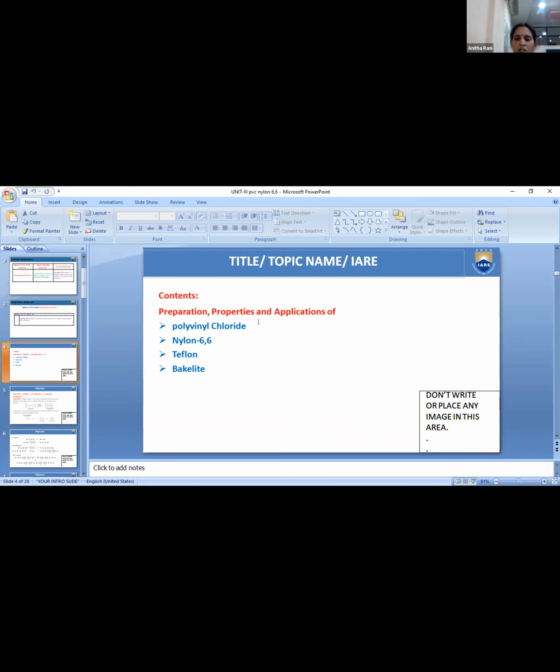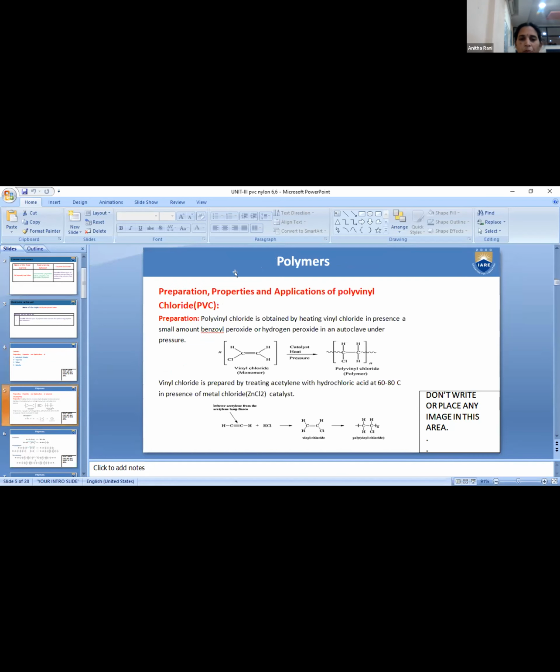Preparation, properties and applications. We are going to discuss polyvinyl chloride, nylon 66, Teflon, Bakelite. For each one, you have to learn the preparation, properties and applications. So we will start with the preparation, properties and applications of polyvinyl chloride.